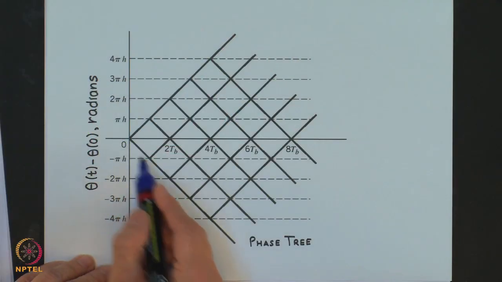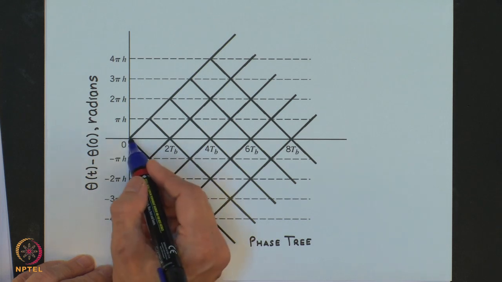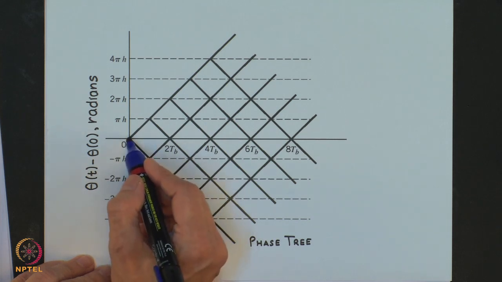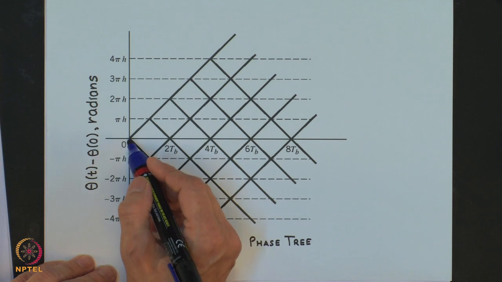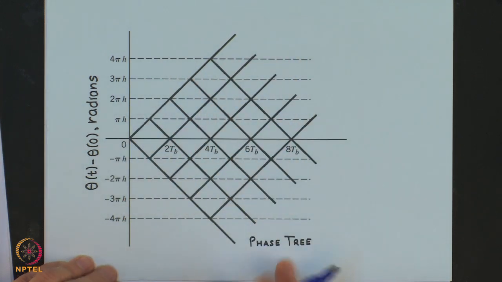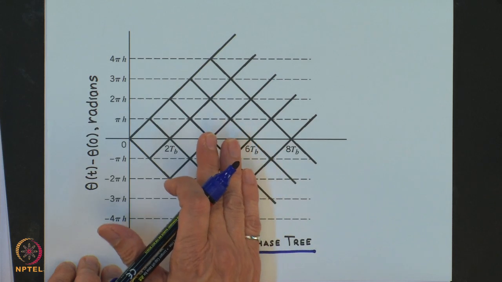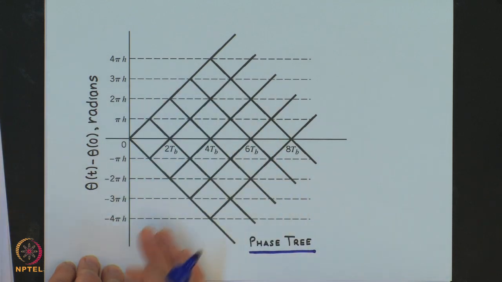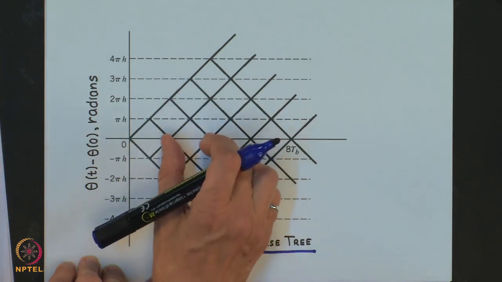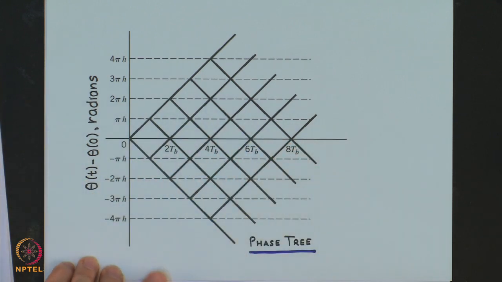So, this figure depicts possible paths starting from time t equal to 0. A plot like this is known as a phase tree. This tree shows the transition of the carrier phase across interval boundaries of the incoming sequence of data bits.